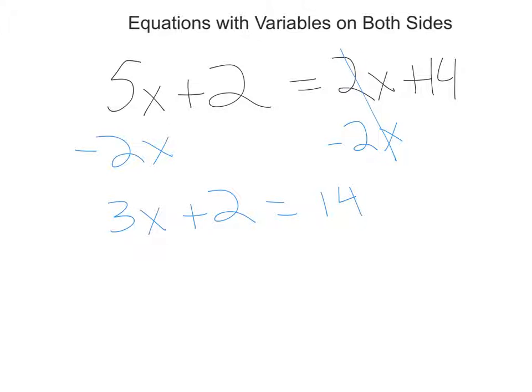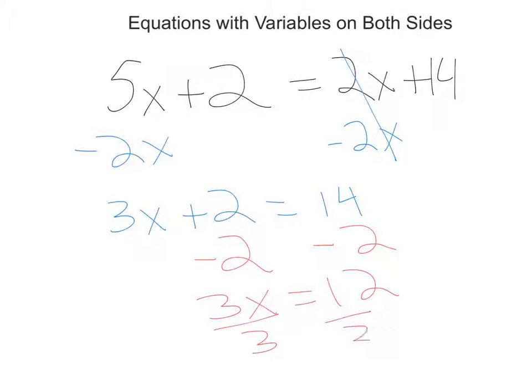Well, I continue solving. I'm going to subtract 2 from both sides here, and that's going to leave me with 3x equals 12, and now we're down to our one step. Divide by 3, x equals 4. There are other ways you could solve this equation. Again, we could have subtracted 5x from both sides, subtracted 14, gone through the same process. If we do it right, the answer will always come out the same as x equals 4.